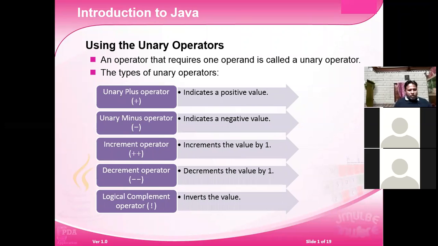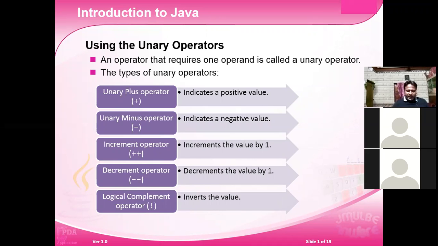Okay, so now we come to the unary operator. Unary operator requires one operand. So which operator requires only one operand is called the unary operator? Like unary plus operator, unary minus operator, plus plus operator, minus minus operator, logical complement operator.